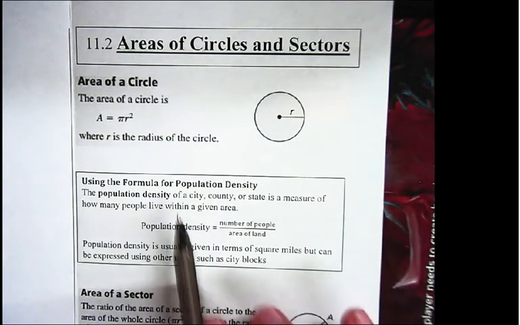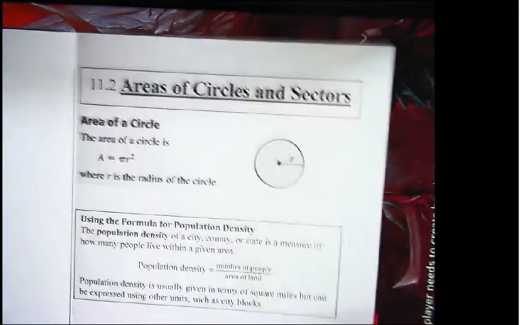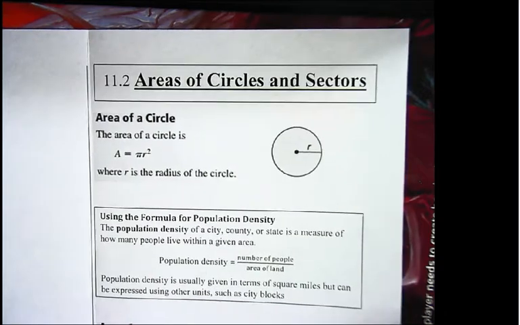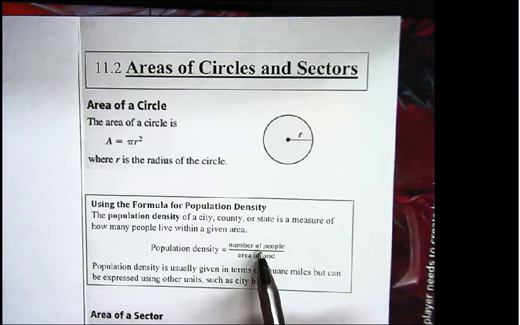So using the formula for population density. Right? Population density, this is how crowded are people into an area. Are they very, very densely packed like in New York, or are they very spread out like in Montana? Right? Some places have lots of people, some places have little people. And the formula for this, the population density, is equal to the number of people living in the area divided by the area of the land they're living on.